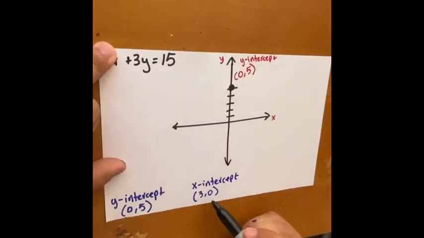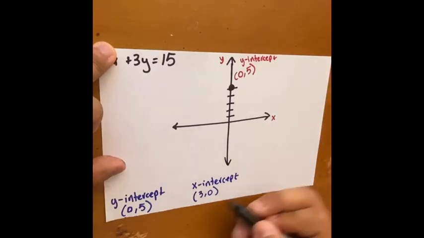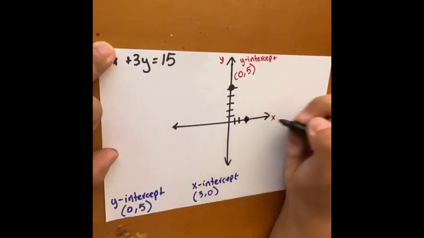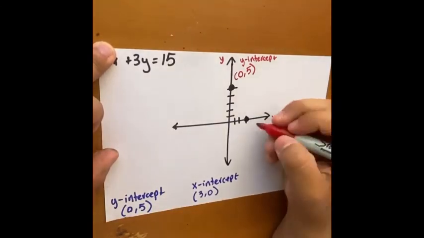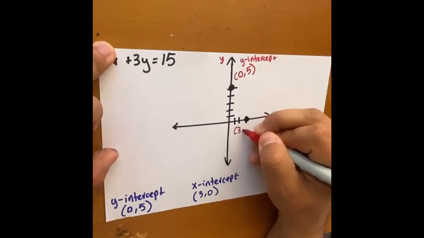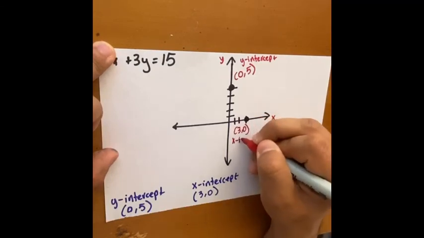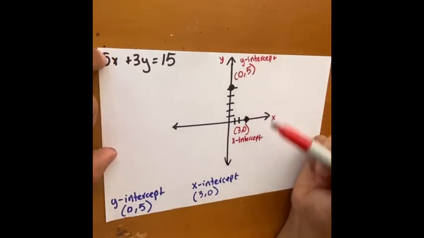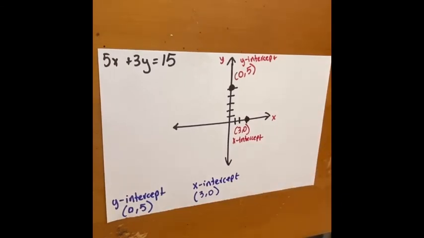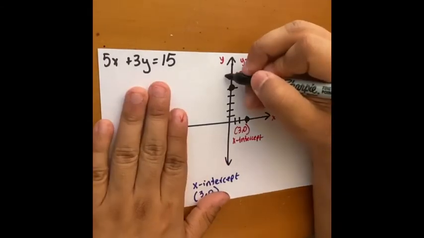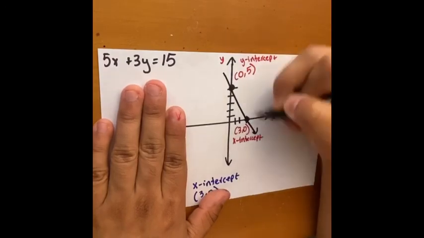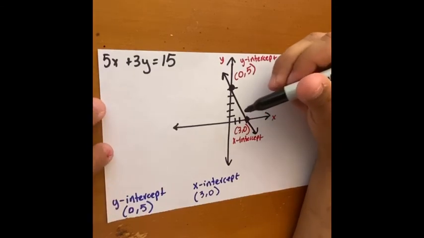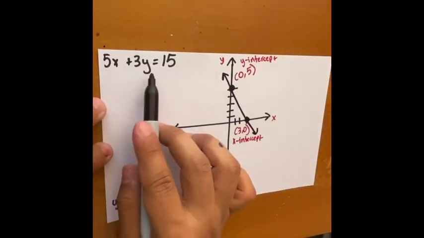Next, I'm going to plot my x-intercept. My x-intercept tells me that I'm going 3 units to the right and 0 units up or down. So here I have plotted my x-intercept of 3, 0, and that is my x-intercept. Now that I have both my y-intercept and my x-intercept plotted on the coordinate plane, I'm going to go ahead and connect my line through the y-intercept and the x-intercept to create my line of 5x plus 3y equals 15.